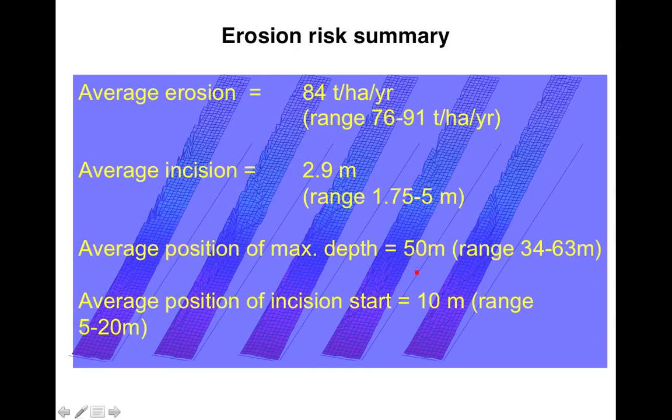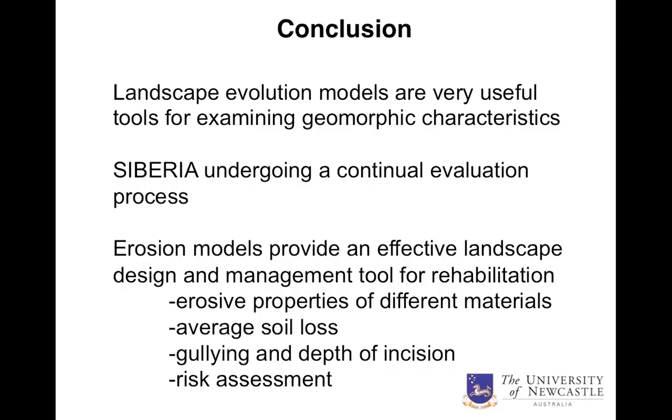Right? And so you're able to develop estimates of the average erosion rate with ranges between 76 and 91 tonnes per hectare per year, an average incision depth of 2.91 metres with some ranges, average positions of the maximum depth 50 metres along the slope, but they range between 34 to 63, and the average position of incision start, so where the incision exceeded some initial threshold, was at 10 metres. Right? So these sorts of things can help you guide where to throw on rock, for example, to mitigate some of these issues.